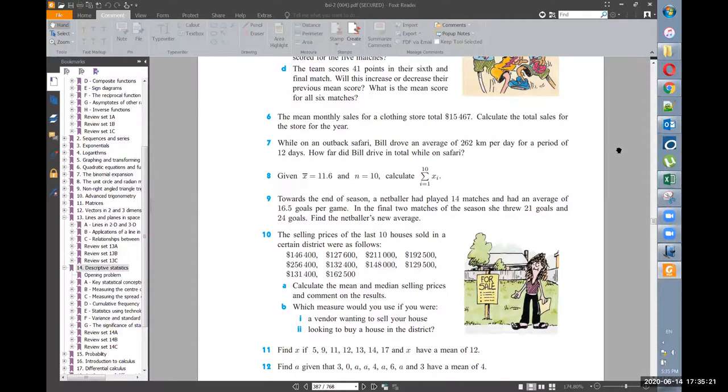1, 6, 4, 0, 0. 2, 5, 6. 4, 0. 10, 4. So what is the mean and the median? Still doing it. Still doing it.